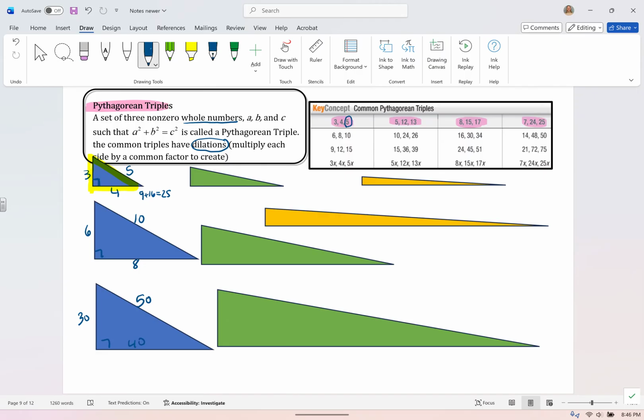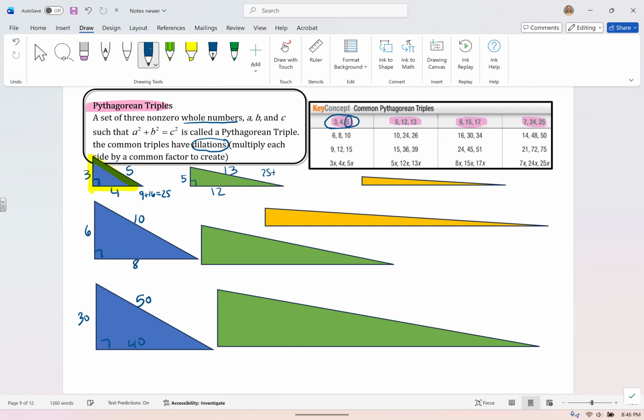So here are some basic triples. Okay, 3, 4 were the legs, and the hypotenuse is 5. And then also the multiples or dilations of that would also be beautiful examples of right triangles where all three sides are nice numbers. Another one would be 5 and 12 and then 13.